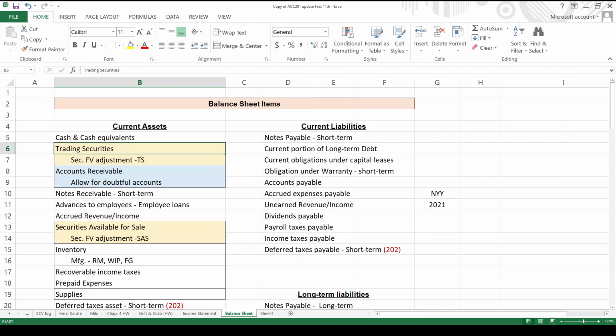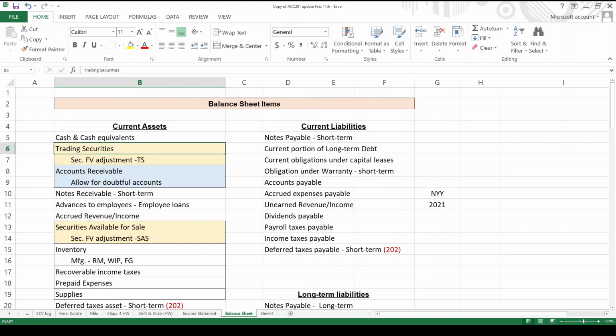Trading security. Think of it as a portfolio of perhaps stocks and bonds, and you are trading these securities very frequently, possibly on a daily basis. To the extent that the amount that was paid for these securities differs from the fair market value at any point in time, typically a balance sheet date, you would have an adjustment in this account.